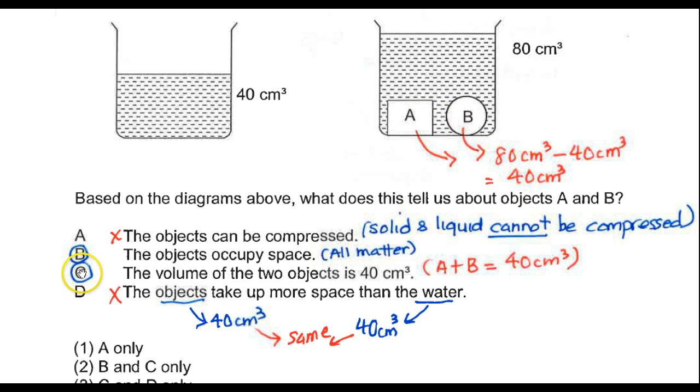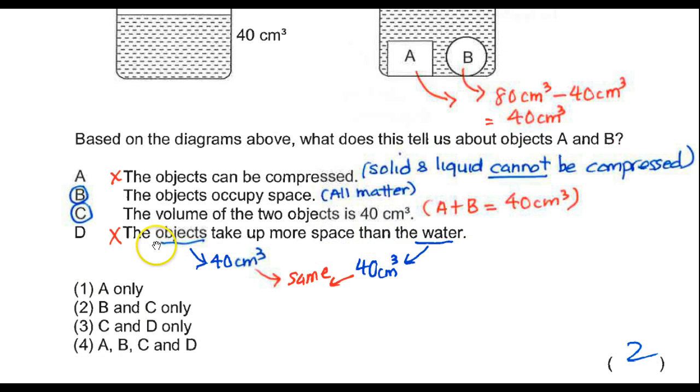So A plus B is 40 cubic centimeter, which is true. So B and C, so far they are true. Over here, this is not true. Like the objects take up more space than the water, right? It is not true, because the objects took up 40 cubic centimeter, which is the same as the water amount. Can you see the water here? 40 cubic centimeter, and the objects' 40 cubic centimeter. So D is not correct, and the answer is B and C, which is 2 over here.